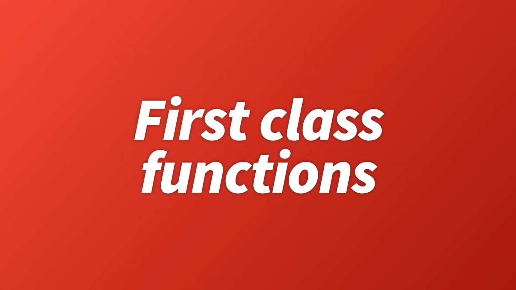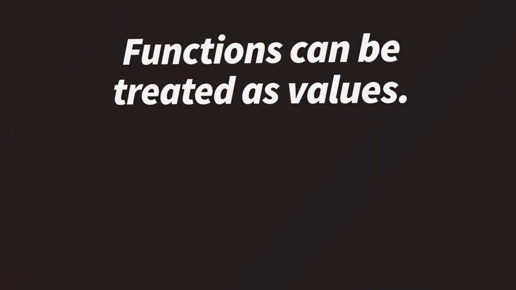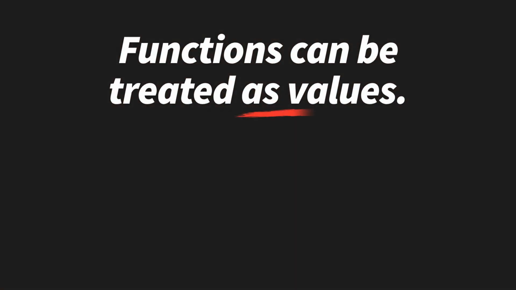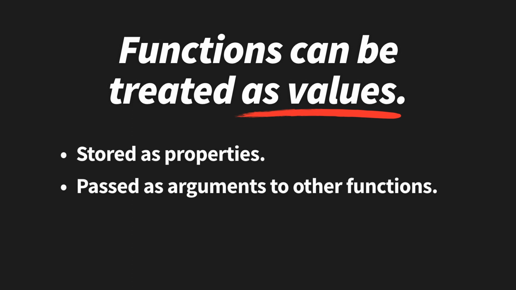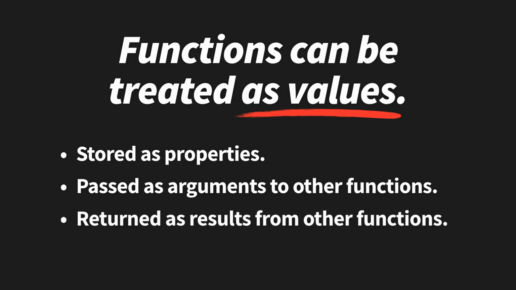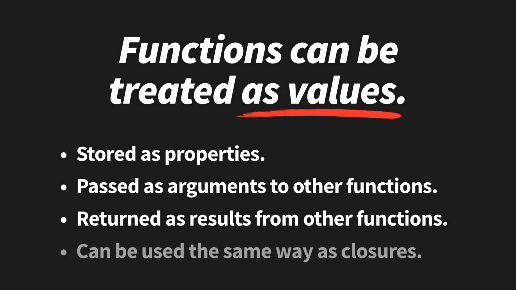Languages that support first-class functions, like Swift, enable functions to be treated as values. What that means is that they can be stored as properties, they can be passed as arguments to other functions, and they can be returned as results from other functions. What this means in Swift is that functions can be used the same way as closures. Let's take a look at a few examples.